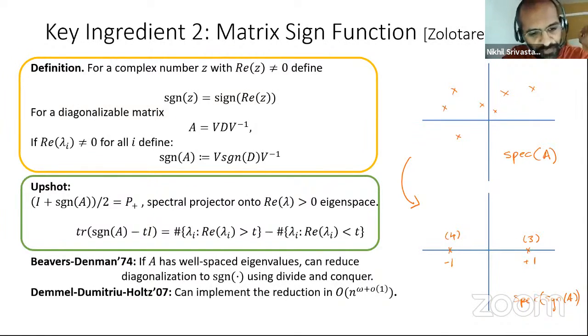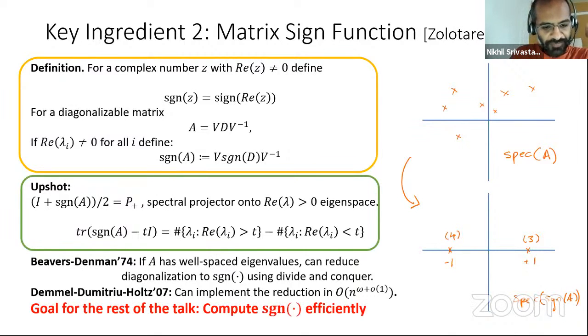There's this work of Demmel, Dumitriu, and Holtz from 2007, which shows that all of the other things you need to do to reduce approximate diagonalization to sine function computation can be done in nearly matrix multiplication time. You need to do rank revealing QR factorization and other things like that, and they show you can do all of these things in nearly matrix multiplication time. So for the remainder of the talk, I'm just going to tell you how to compute the sine function of a matrix efficiently. These previous works have already shown that if you can do that, then you can diagonalize matrices efficiently. So any questions?